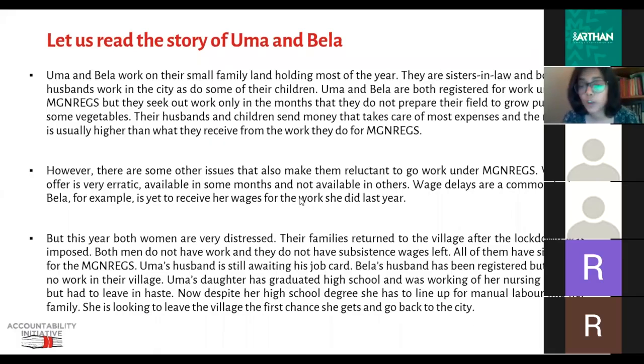Their families have lost their jobs in the cities and have moved back into the village, and they have all applied for a Manrega job card. Uma's husband is still awaiting a job card, and Bela's husband has got one, but still there is no work in the village. Uma's daughter is a high school graduate, and she was learning to become a nurse, but now she's also lining up to do manual labor under the scheme.